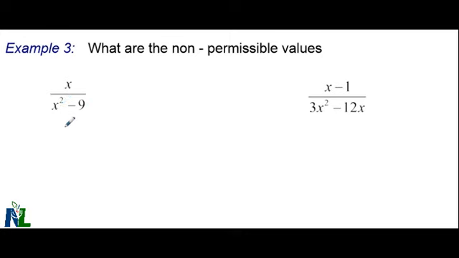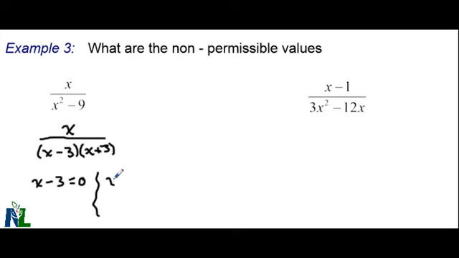So what I'd like to do to start solving this is to factor the denominator. So x squared minus 9 is a difference of squares, meaning I'm going to factor that to get x minus 3 and x plus 3. So now, I know that if either one of these expressions is 0, then the whole denominator will be 0. So what I'd like to do is use the zero product property and set each one of these equal to 0. So x minus 3 equals 0, and x plus 3 equals 0.